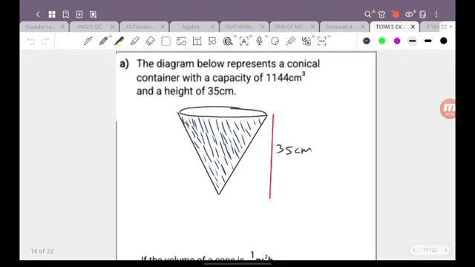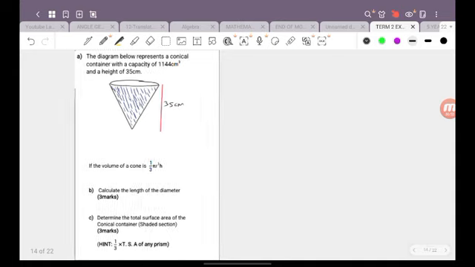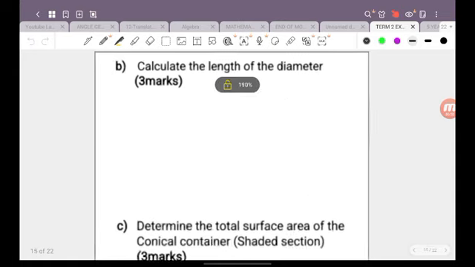So we're moving into the aspect of measurement. The diagram below represents a conical container with a capacity of 1,144 cubic centimeters, and we're also given that the height is 35. From that information, we are asked to calculate some things. It says that if the volume of a cone is 1/3 pi r squared h, then we should calculate the length of the diameter. Very interesting critical thinking question here.